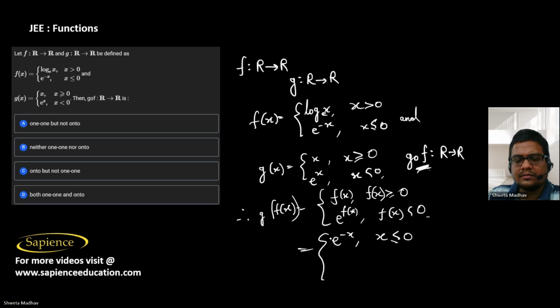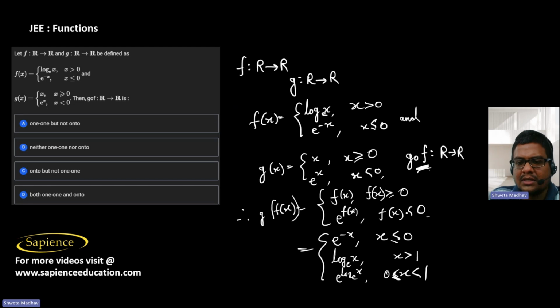Then f of x is greater than 0 here, and also log base e x only when x is more than 1. That will be e power f of x, e power log x base e, when x is from 0 to 1. Since this will be negative, f of x will be negative in that case.